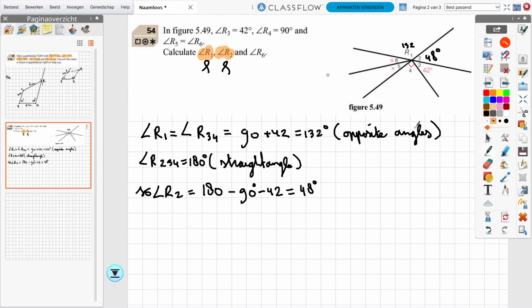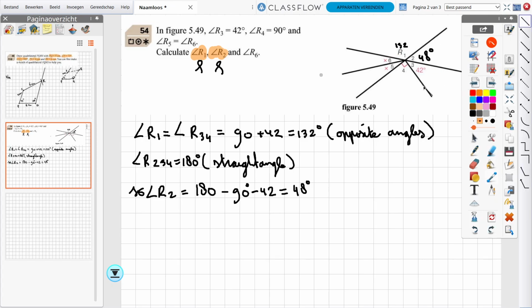And now they want us to calculate angle R6. And you have to be careful here. For example, something you can do wrong is think, oh, I'm going to do R6 in one go with an opposite angle. But you see that there is no exact opposite angle here, because if I would continue this line in the same direction, you see that it would be something like this. What I sometimes see people do is do this, but this is incorrect. This is not an opposite angle, because this one doesn't have the same direction as that one.